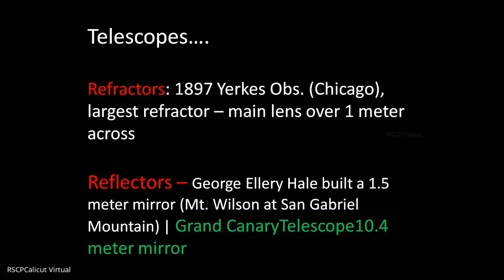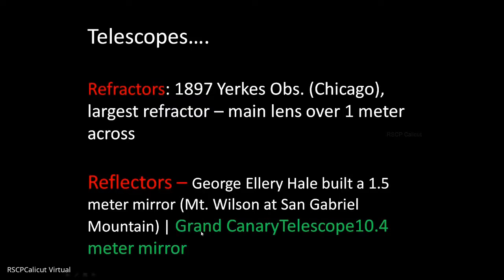Then reflectors were also getting constructed. Today we have a very big reflector; we will show you pictures of today's reflector. George Ellery Hale built a 1.5 meter reflector. These telescopes should be kept in a location with certain criteria for an observatory: the atmosphere should be calm, there should not be dust particles, and light pollution should be less. He built it on Mount Wilson in the San Gabriel Mountains.